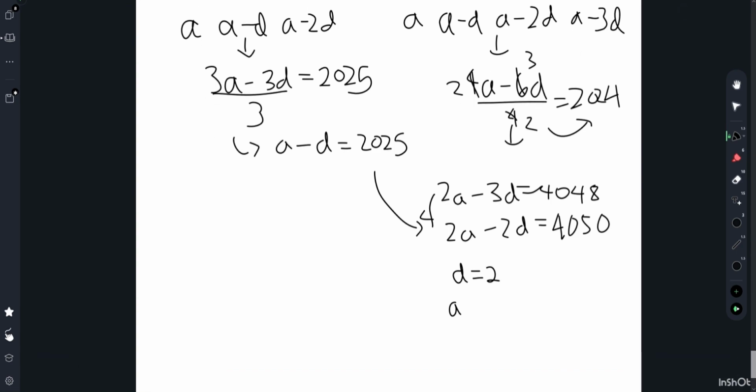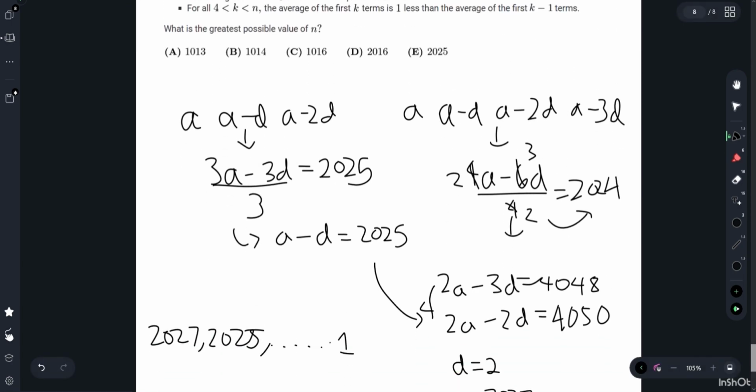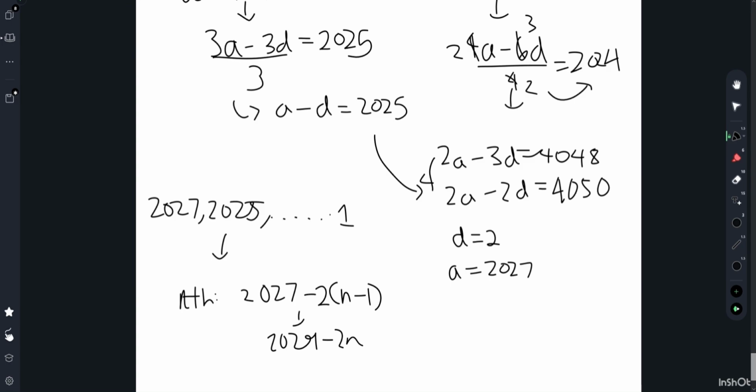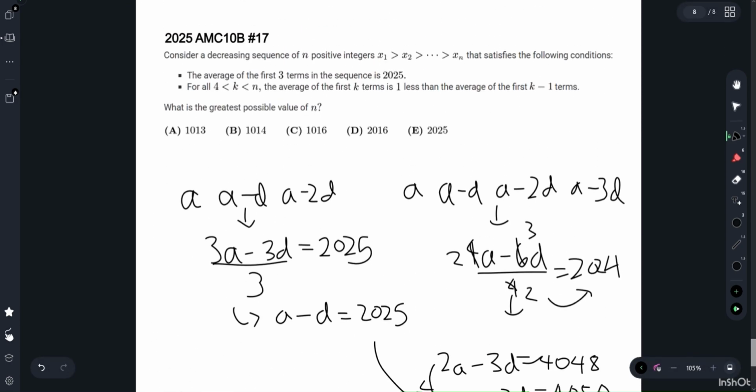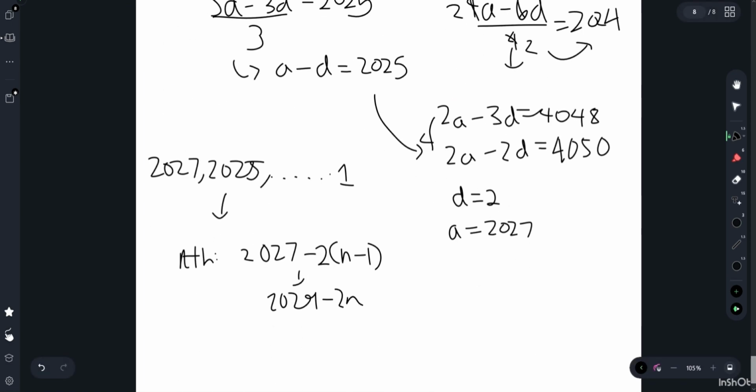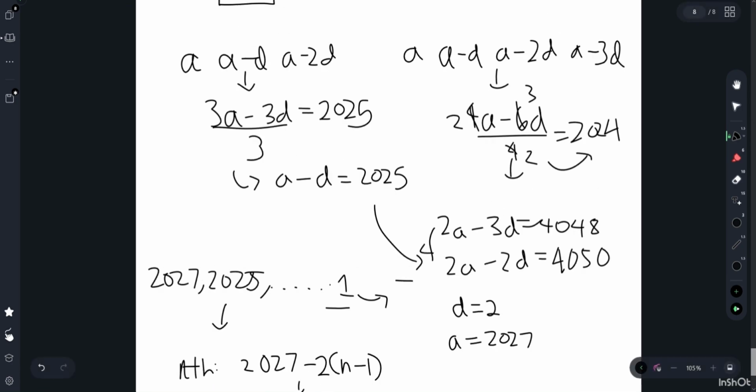Consequently, since a minus d is equal to 2025, a is equal to 2027. So now we know our sequence is 2027, 2025, all the way down to 1. We want to see the greatest possible value of n. The nth term is going to be of the form 2027 minus (n minus 1) times 2, or 2029 minus 2n. So the maximum possible value of n is 1014, which is the answer, because the terms have to be positive integers. When n is equal to 1014, the term is equal to 1, and anything past that will be a negative number, which won't be in the sequence.